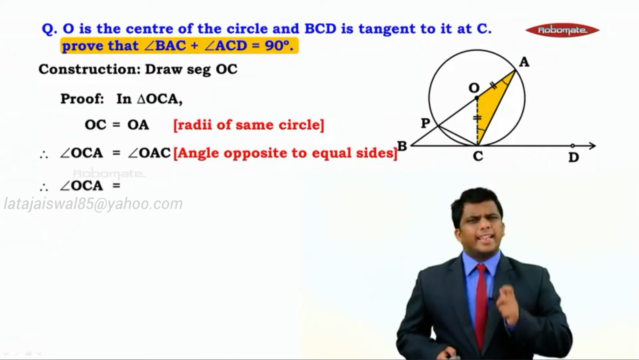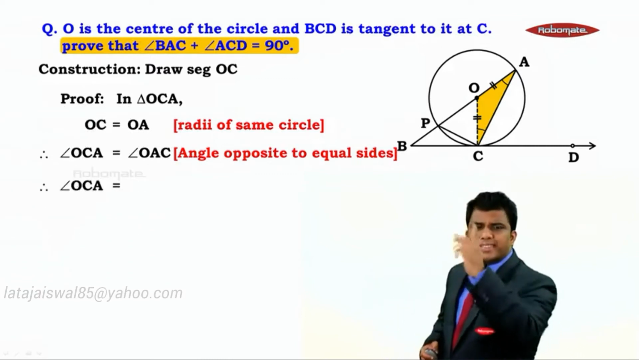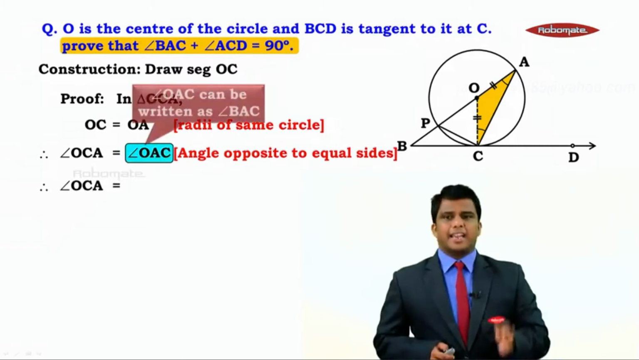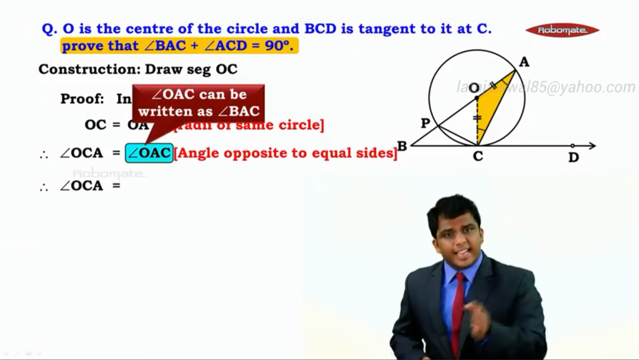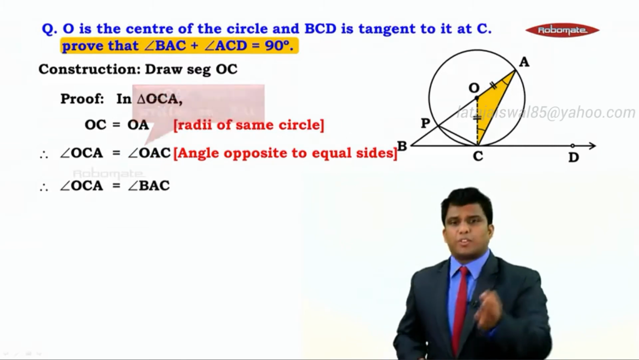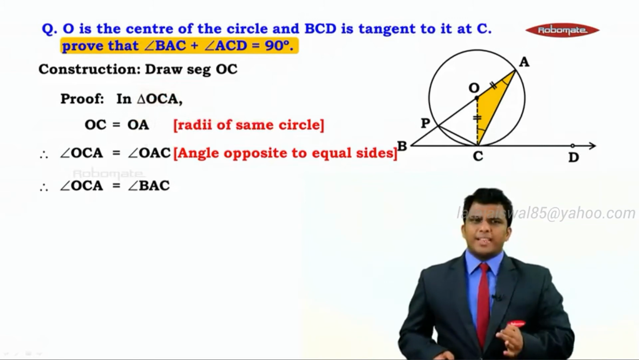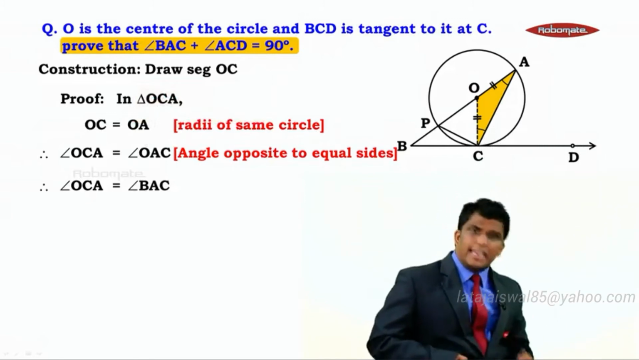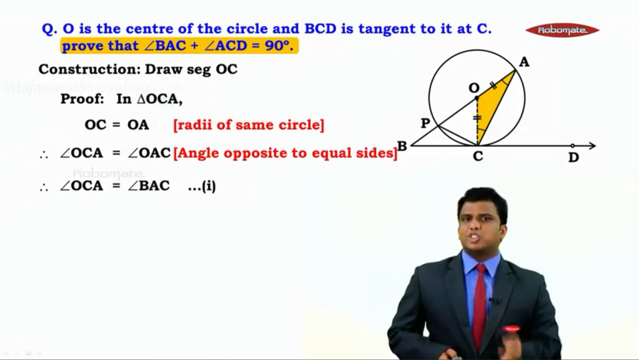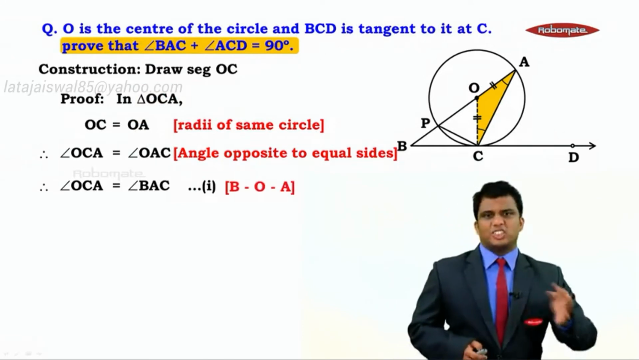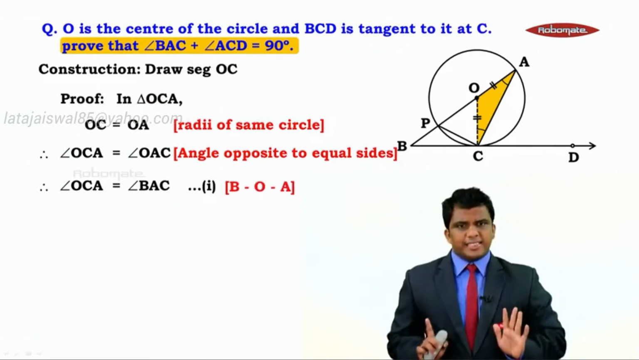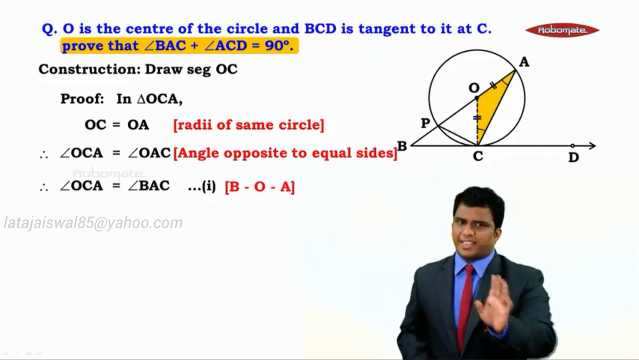Now since we need angle BAC in the question, can angle OAC be written as angle BAC? The answer is yes. So what we do is, we write angle OAC as angle BAC. Let this be result number 1. And the reason should be B dash O dash A. So this is what we could understand from the question and because of the construction.